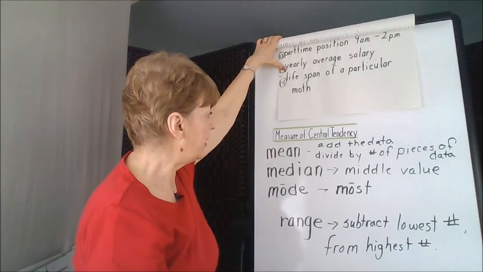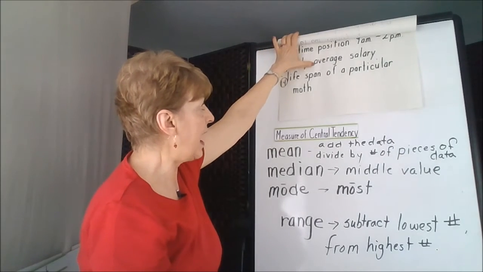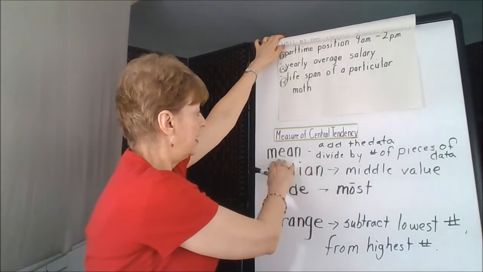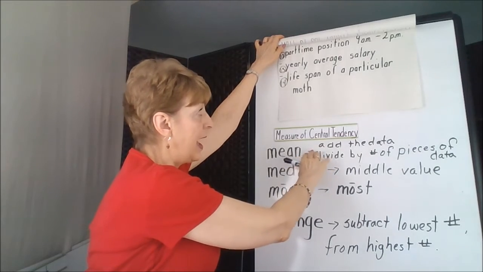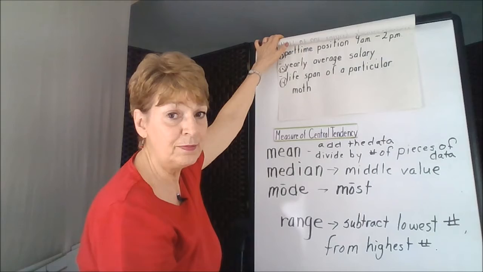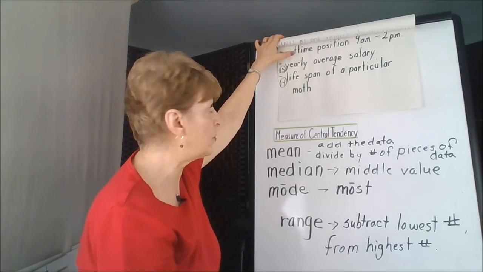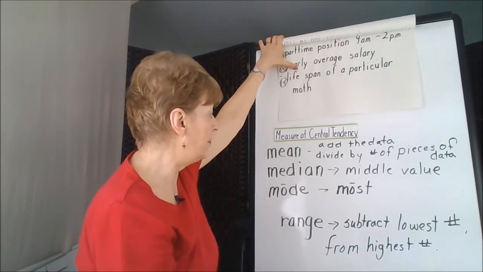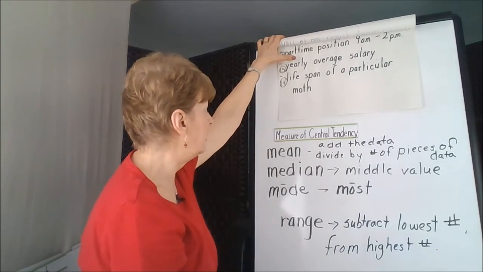Yearly average salary. Here's this word average. That's a mean, where you add up all of the money that a person has made and then divide by the amount of time that person has worked. So that's a mean calculation.